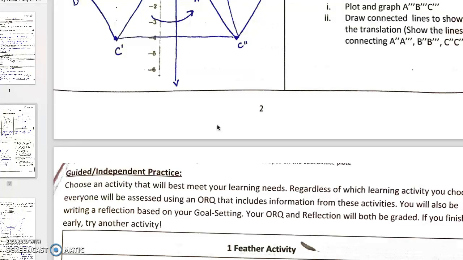However, everyone is going to be doing the ORQ and the reflection, and that will be graded. So make sure that if you finish early, you try another activity so that by the time you're getting to your ORQ, you're very confident, so that you're going to get a 4 out of 4 and have 100% ORQ completion as well as your ORQ reflection.